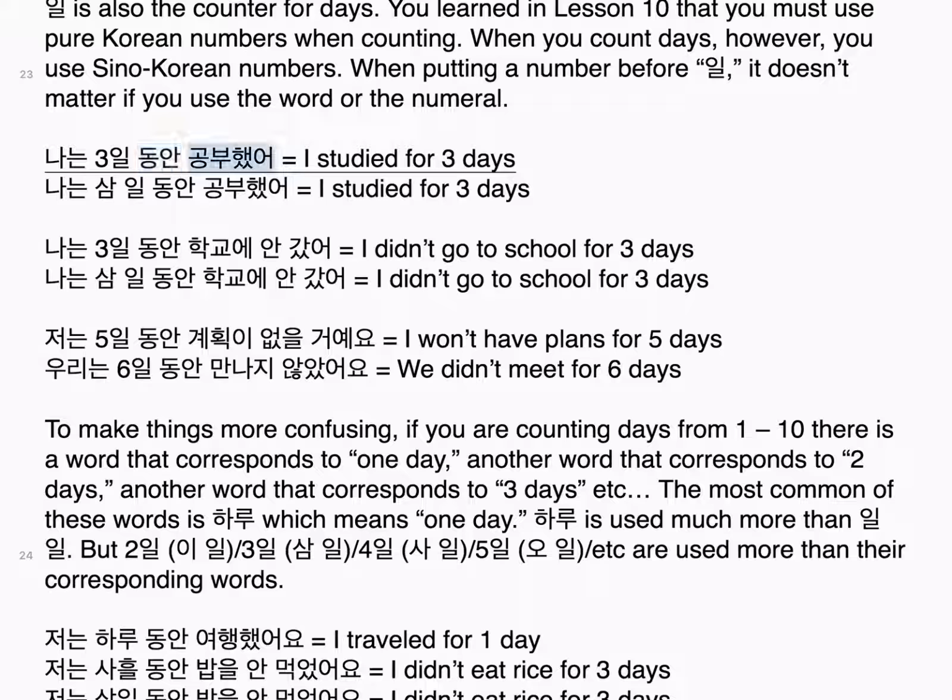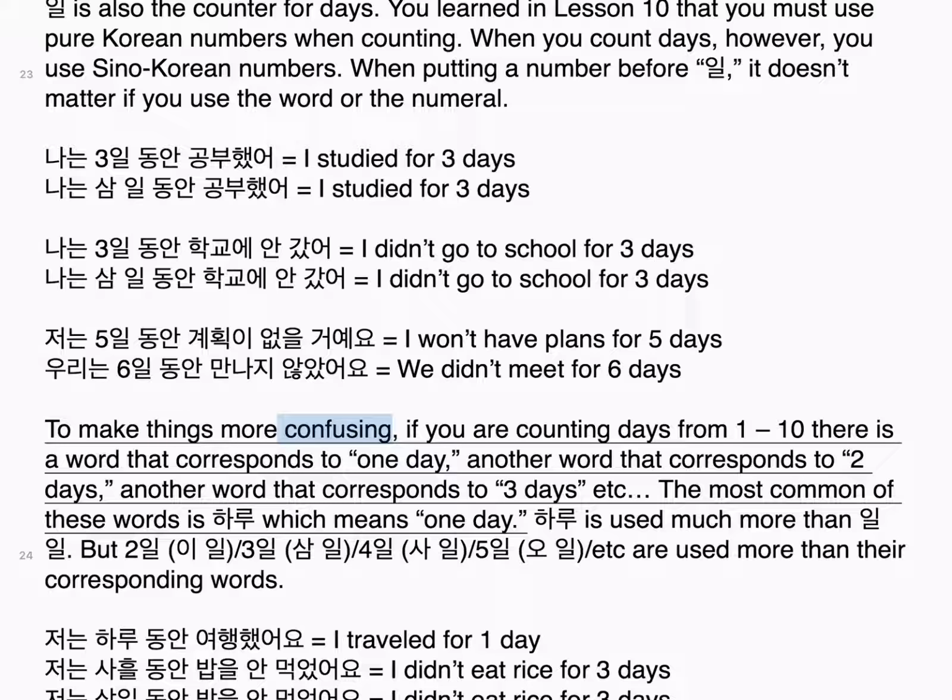나는 3일 동안 공부했어. I studied for 3 days. 나는 3일 동안 학교에 안 갔어. I didn't go to school for 3 days. 저는 5일 동안 계획이 없을 거예요. I won't have plans for 5 days. 우리는 6일 동안 만나지 않았어요. We didn't meet for 6 days.